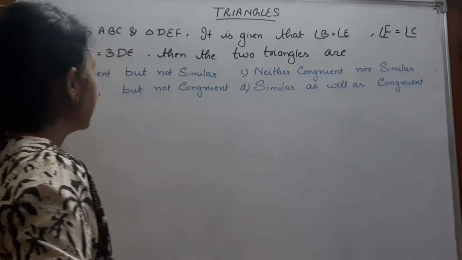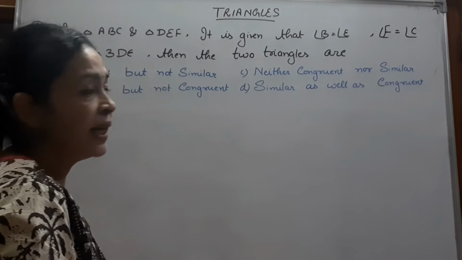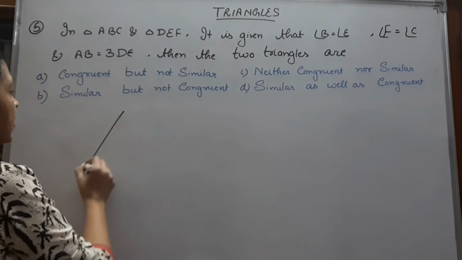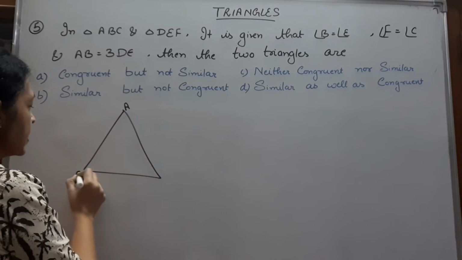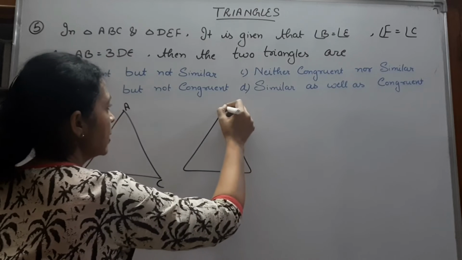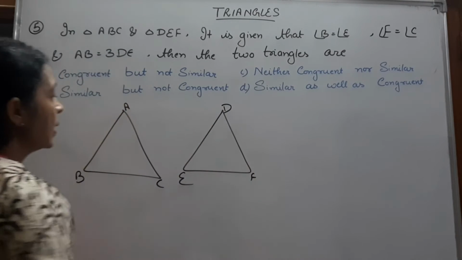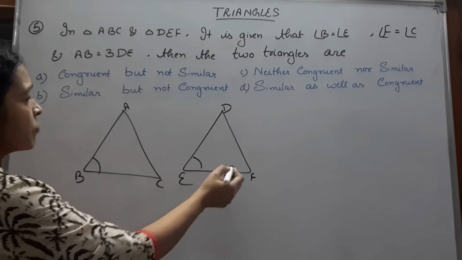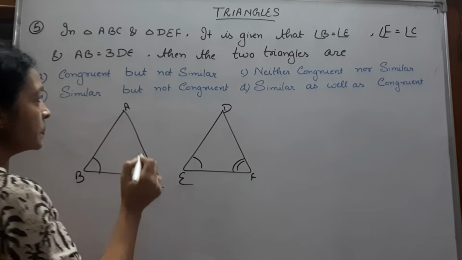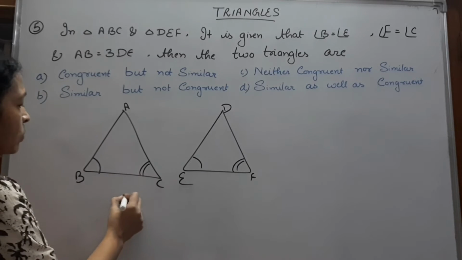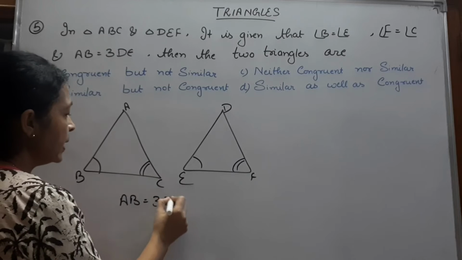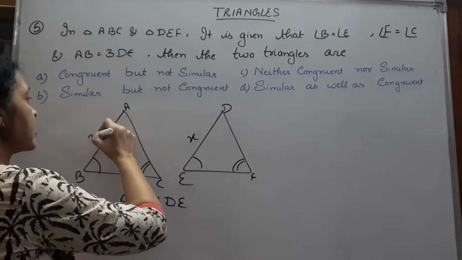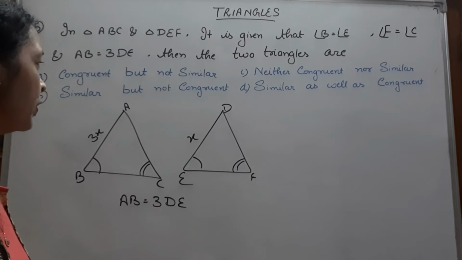In triangle ABC and triangle DEF, angle B and angle E are equal. Angle F and C are equal. We have two triangles, ABC and another is triangle DEF. Angle B and angle E are equal, given. Angle F and angle C are equal. And AB is equal to 3 times DE. If DE is x centimeters, AB is 3x centimeters.